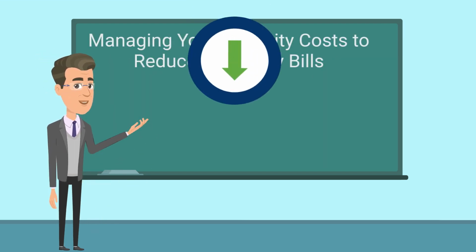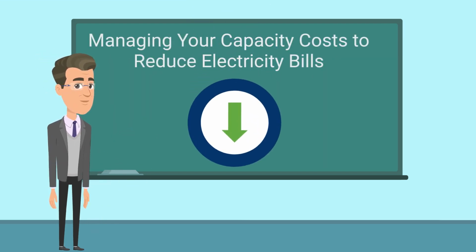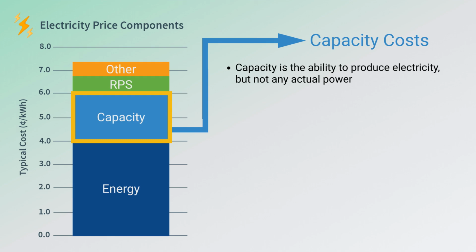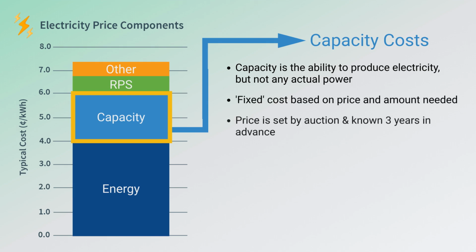Today we're here to talk to you about managing your capacity costs. First, I'd like to do a little refresher about capacity. What is it? It's the ability to produce electricity, but not any actual power itself. This is a fixed cost based on the market price and how much each customer needs to buy, and this amount changes every June 1st.